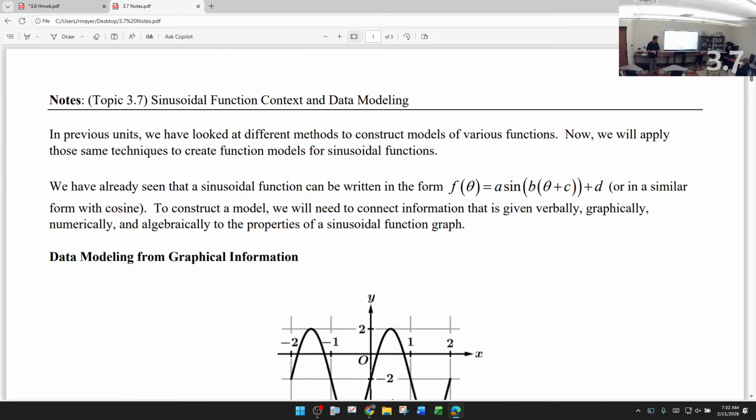So, verbally, graphically, numerically, algebraically. They could give you any one of these things, and again, we kind of have to put all that together.